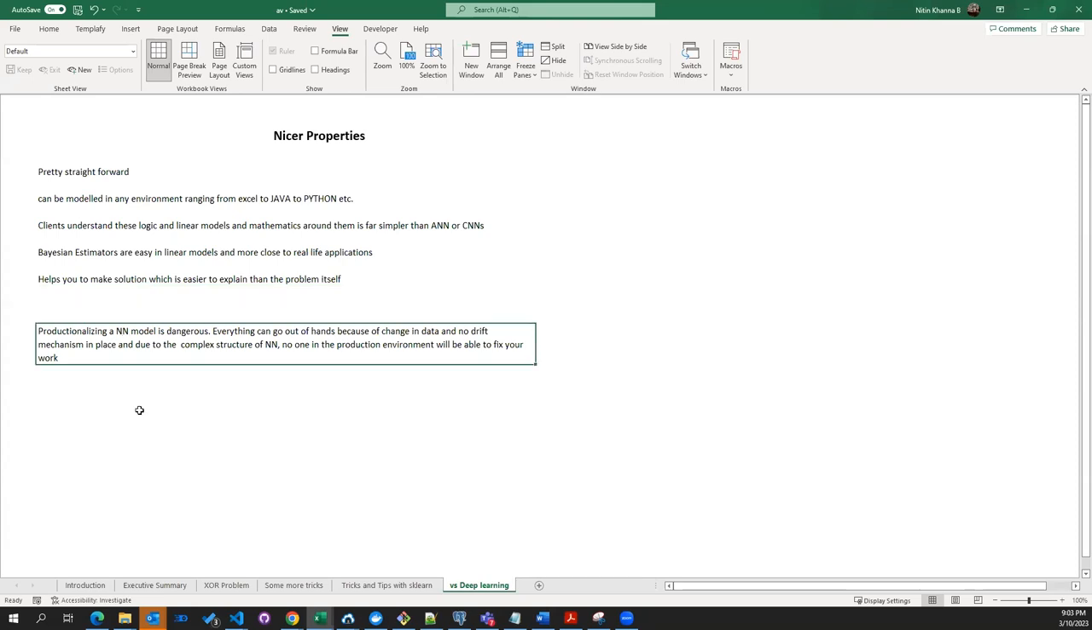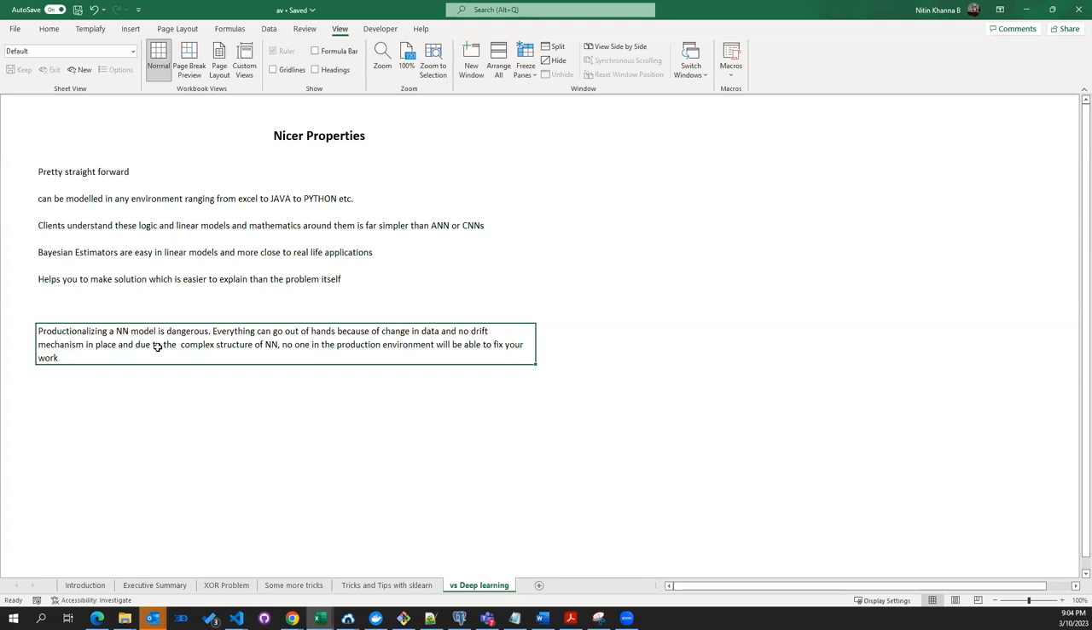The next thing, productionalizing simple models is obviously easier. As I told earlier, if something breaks in production, and it's a complex model and no one other than you can fix it, then it will be a problem for you. You can't be present everywhere.